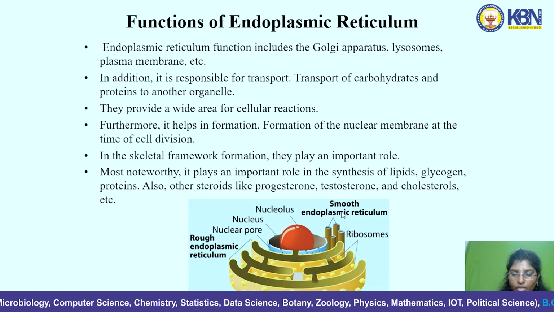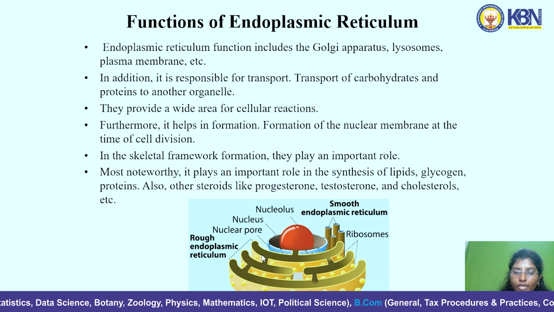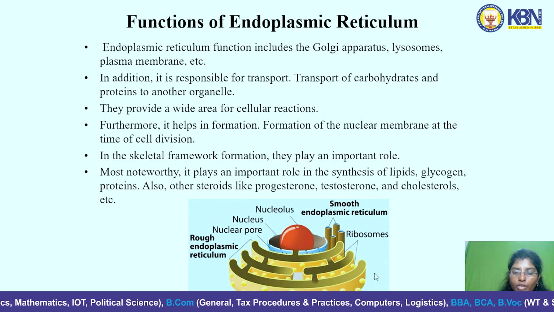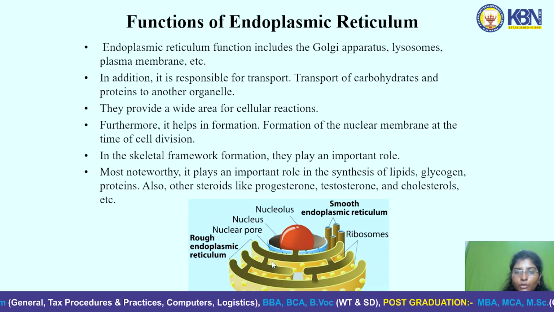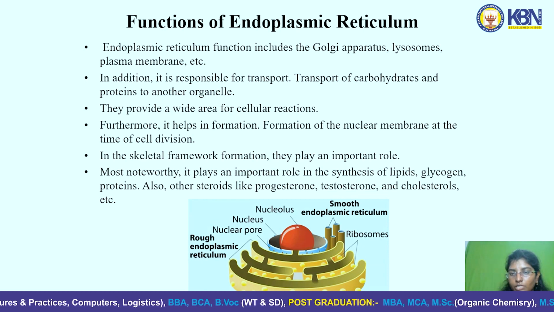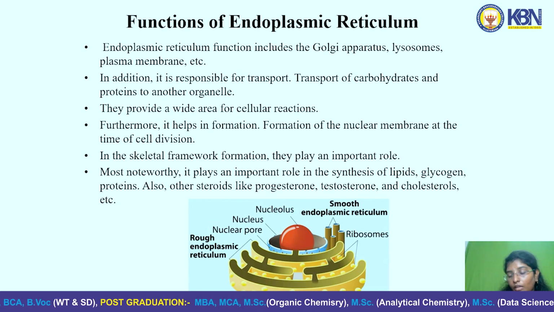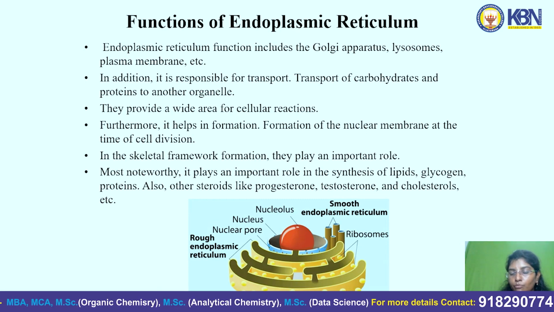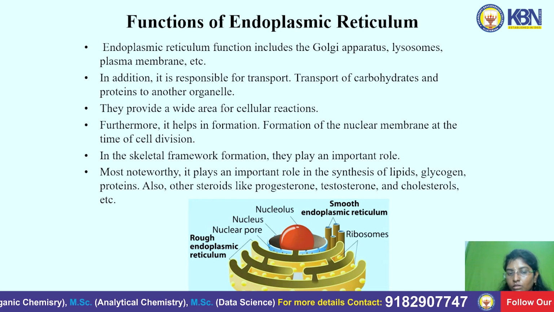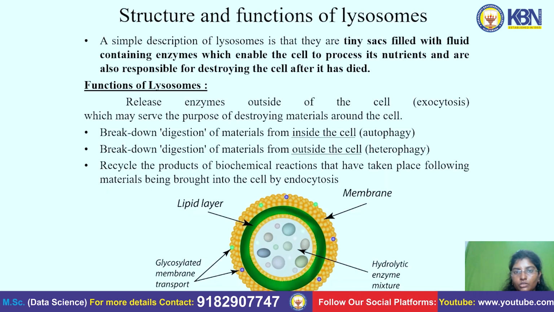We can observe two types, smooth and rough endoplasmic reticulum. Why is this called rough endoplasmic reticulum? Ribosomes are attached to the outer membrane of the endoplasmic reticulum. That's why it is called the rough endoplasmic reticulum. It is helpful for the transport of carbohydrates and proteins, and it also provides a wide area for cellular reactions. Its main important role is to synthesize lipids, glycogen, proteins, and also steroids like progesterone, testosterone, and cholesterol.